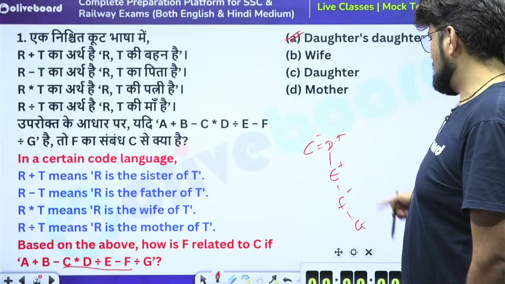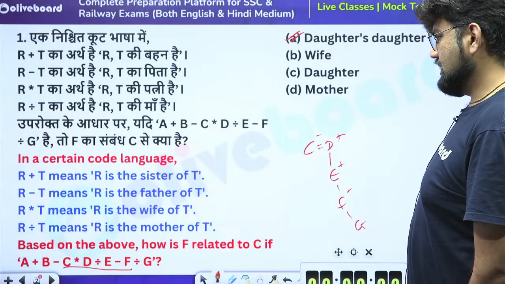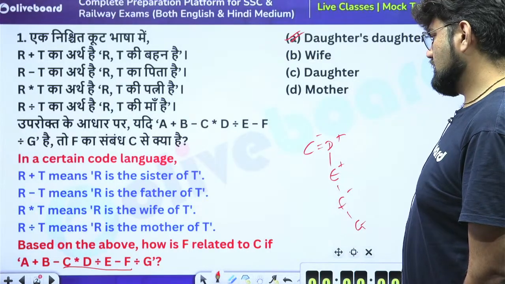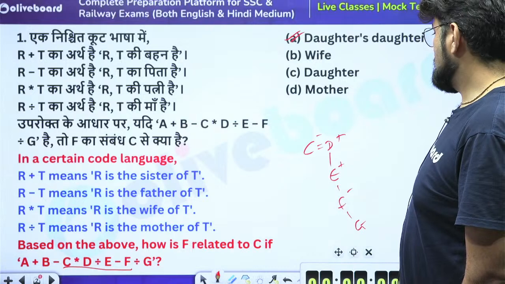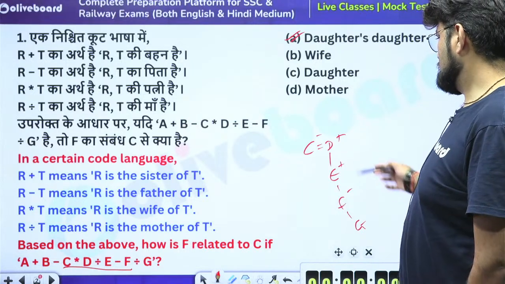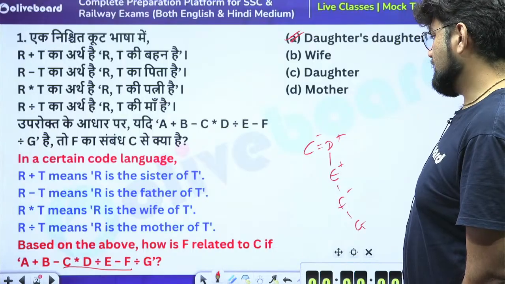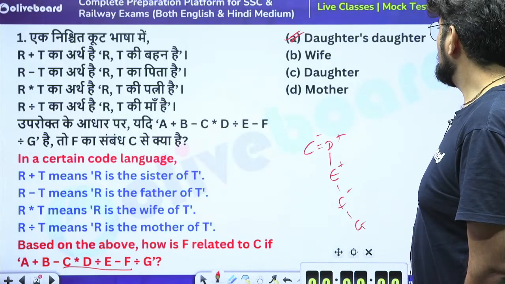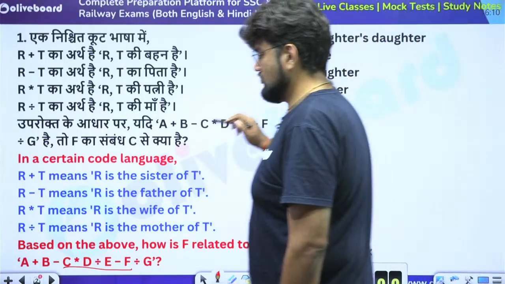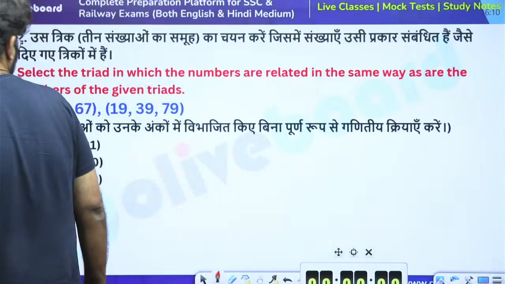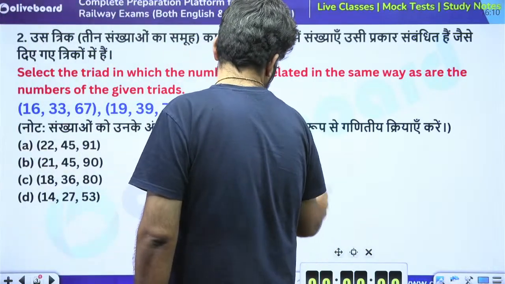I think there is some error here. I believe this should have been the, so E minus F was, he is the father of. There's something wrong in this question, probably some typo mistake. Let's ignore this and move on to the next one. This is pretty easy.